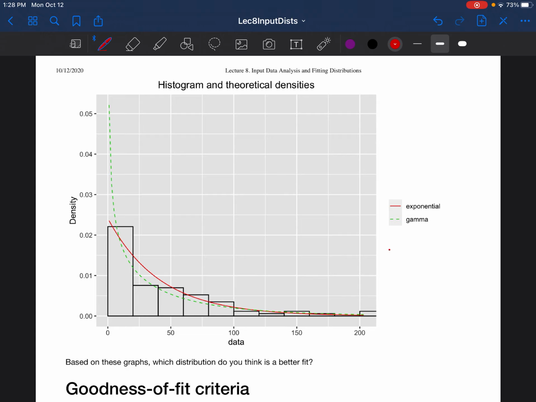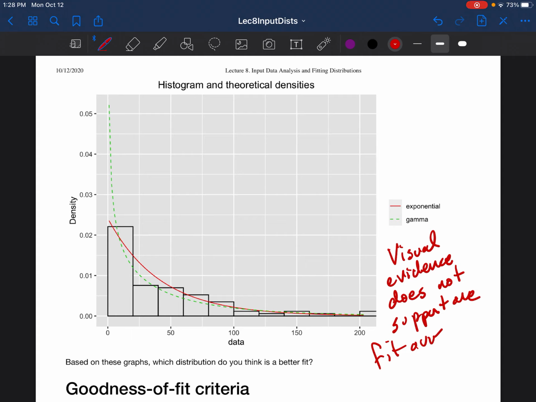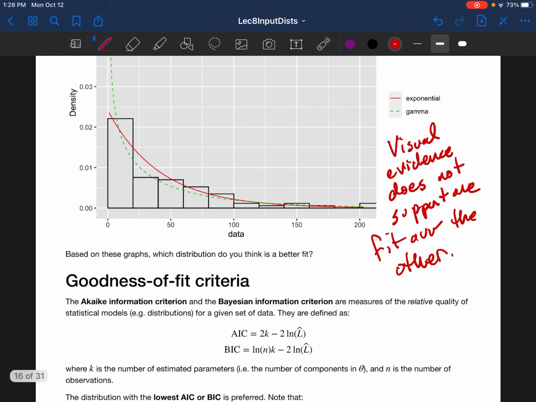When we look at this data, the visual evidence does not support one fit over the other. Okay, so we could even say that this visual was inconclusive. They both seem to work. It provides evidence that both fits are good fits. Okay, so then we can turn to something else called a goodness of fit criteria.